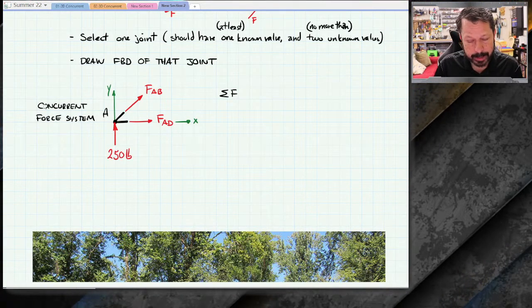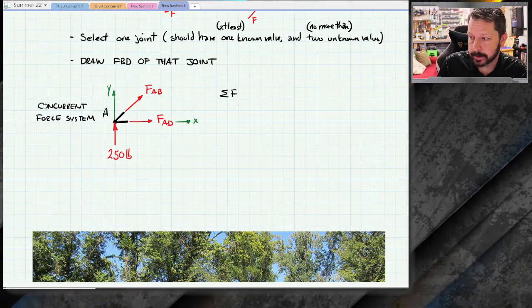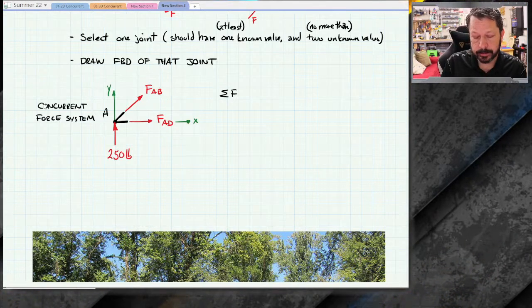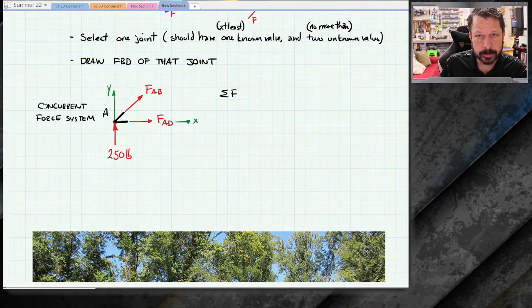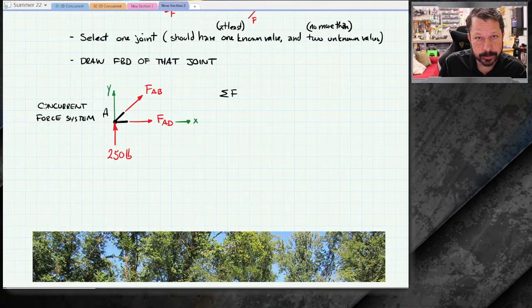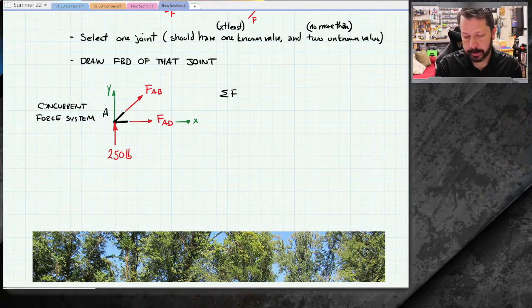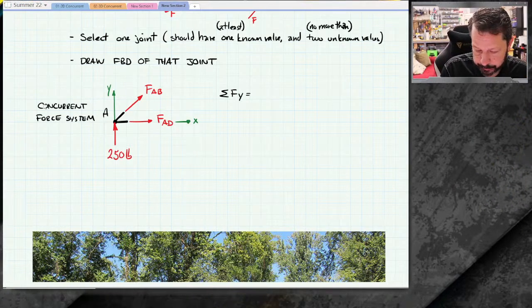So sometimes it pays to take a few seconds and try to figure out, should I write the x equation or the y equation? If you can't figure it out, just pick one and write it, and if that doesn't work, write the next one. There's only two to write. So I'm going to write the y equation.